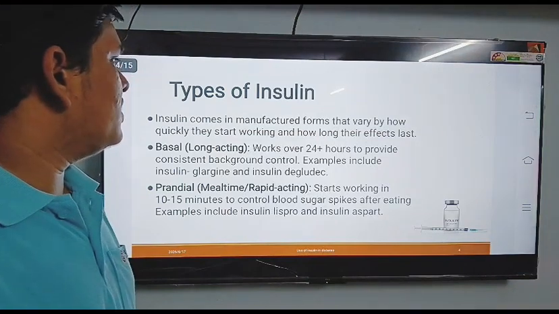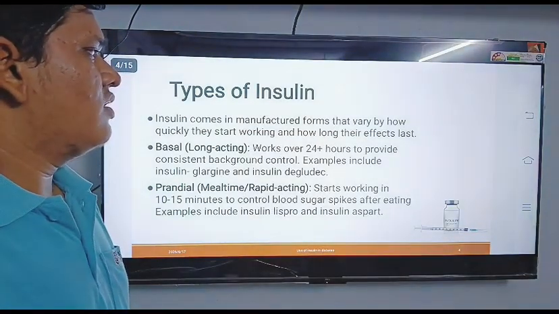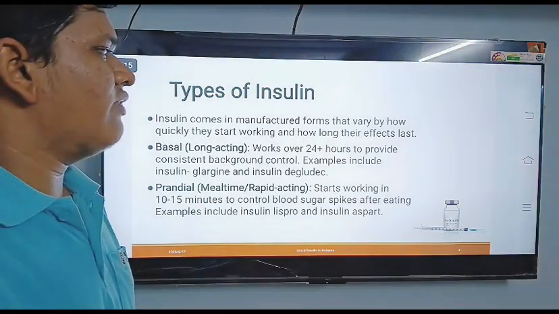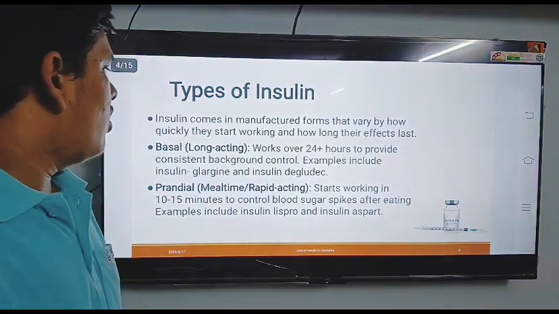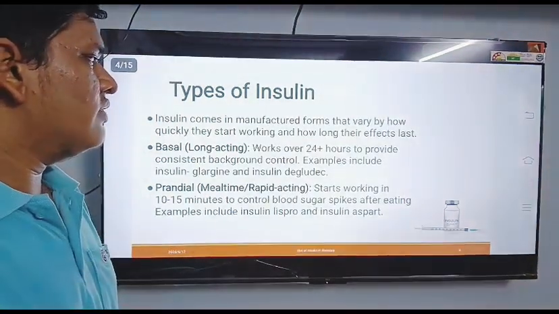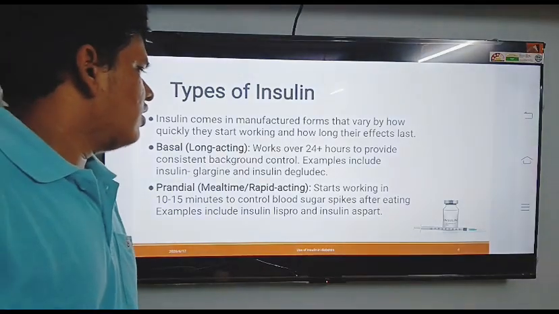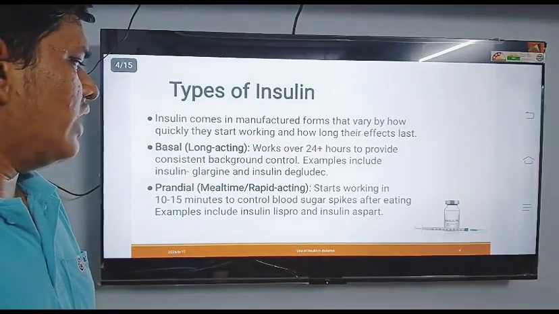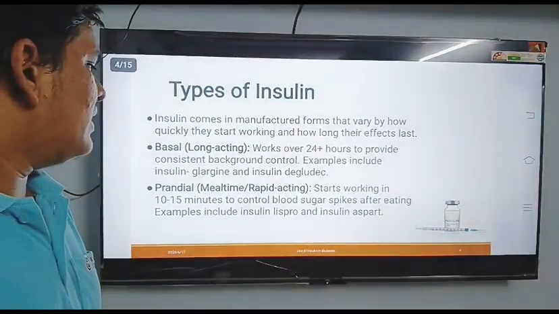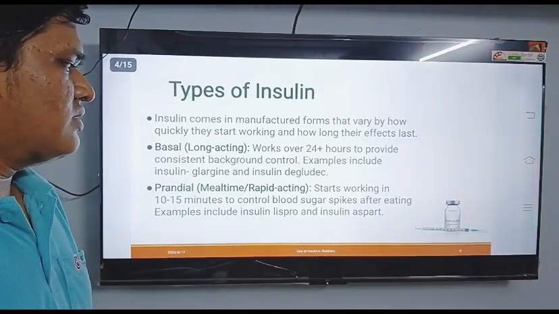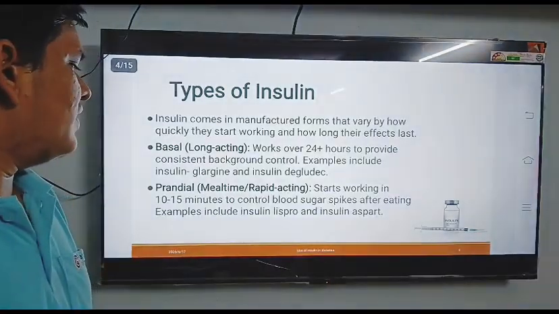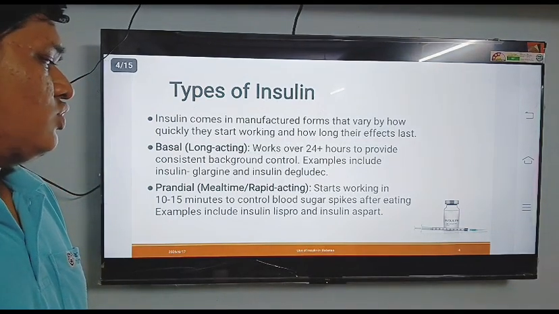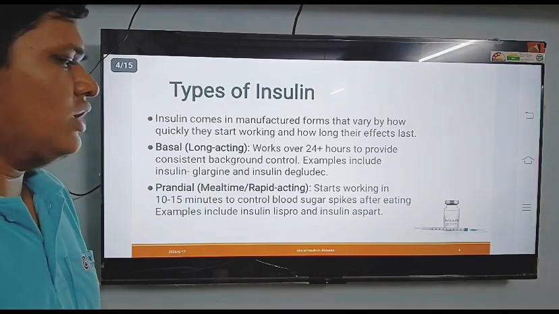Types of insulin. Insulin comes in manufactured forms that vary by how quickly they start working and how long their effects last. Basal, long acting, works over 24 hours to provide consistent background control. Examples include insulin glargine and insulin degludec. Prandial, mealtime and rapid acting, starts working in 10 to 15 minutes to control blood sugar spikes after eating. Examples include insulin lispro and insulin aspart.